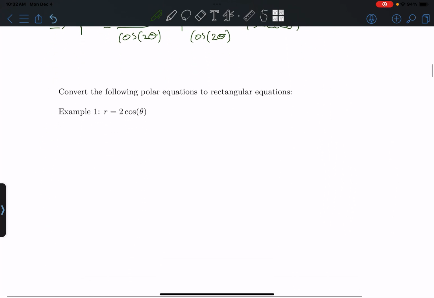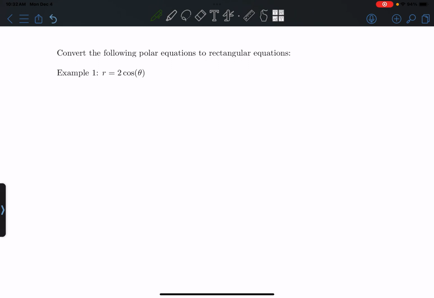Moving on then. This time, we're going to go ahead and convert from polar equations to rectangular equations. We have to be able to do both. Now, we're going to leverage the same relationships, but notice here, we have r equals 2 cosine theta.